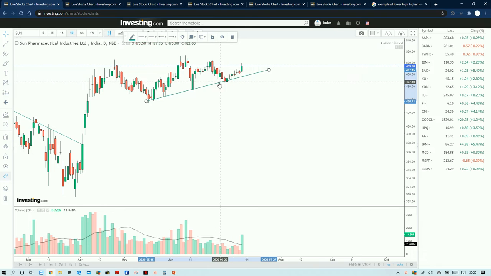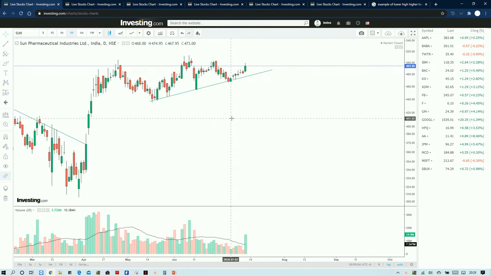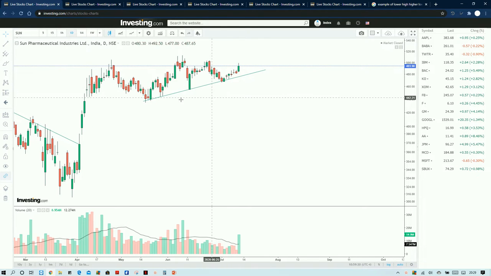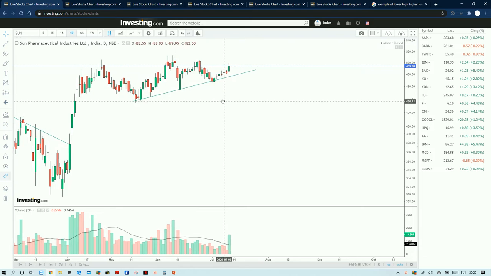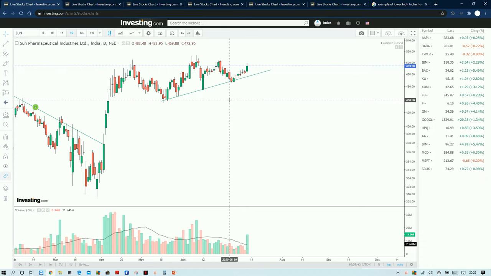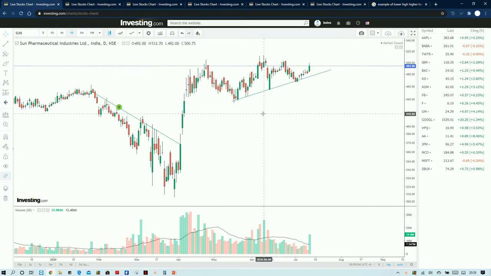So 1 2 3 4 5 6 7 8 9, so 9 points get connected. If you are drawing a trend line, at least a minimum of 3 points should be connected, and the more points, the stronger the trend line. The more the point connection, the stronger the trend is. So now you can see that almost 10 points are connected, and the stock is having strong support at this trend line. So whenever the stock comes near this trend line, you can add to it. So that is how it looks.